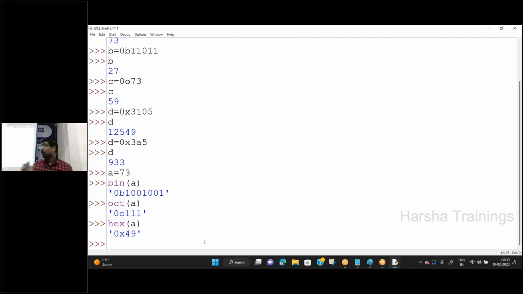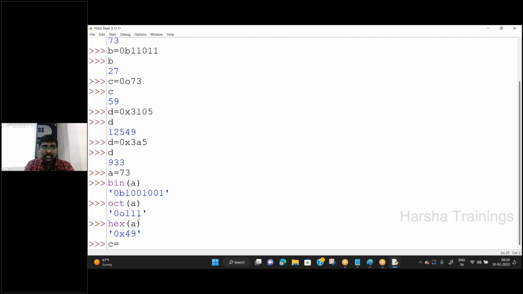Yes or no? Okay. Now I will explain one more important point. Understand carefully. Right now, I have given all the decimal values. The decimal is converted into binary, decimal is converted into octal, decimal is converted into hexadecimal. Finally, you can convert any base into any base.